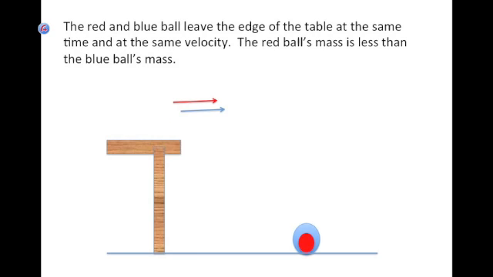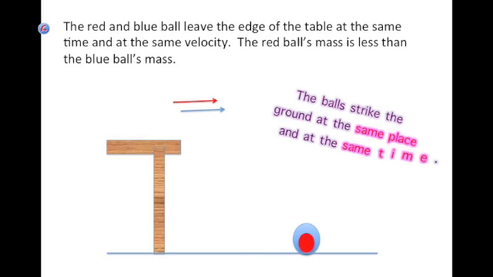Oh, hopefully you weren't too surprised about that. The important thing to keep track of here is that the balls strike the ground at the same time and at the same place, and the conclusion you can draw is that mass has no effect whatsoever on the trajectory of the falling object. Very important. Mass will have no effect on the rate of descent of a falling object.